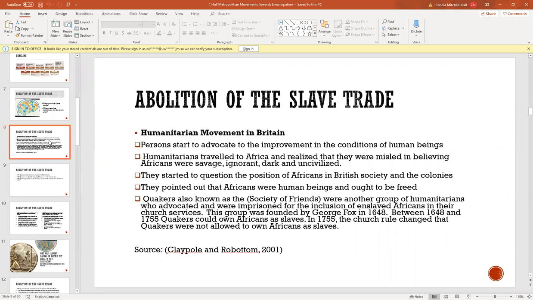And so humanitarians were originally interested in improving people's conditions, white people's conditions. Then after a while, some humanitarians started to travel and they went to places in Africa. And they realized that they were misled in believing that Africans were savage, ignorant, dark, and uncivilized. They went to Africa and they saw.